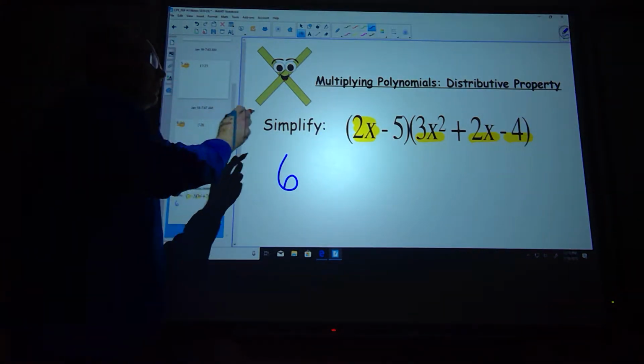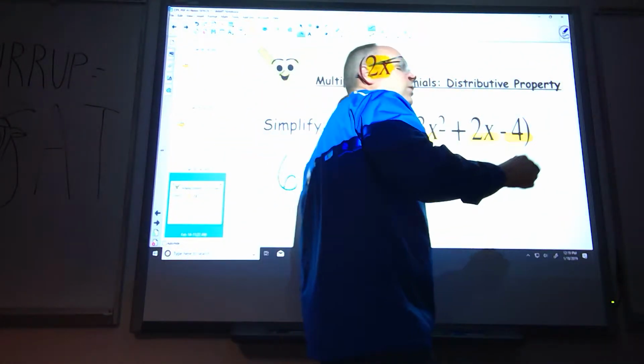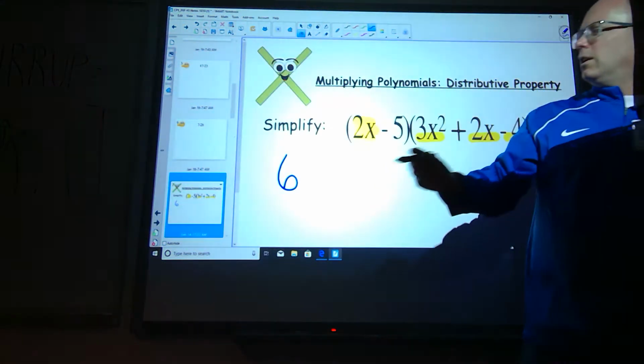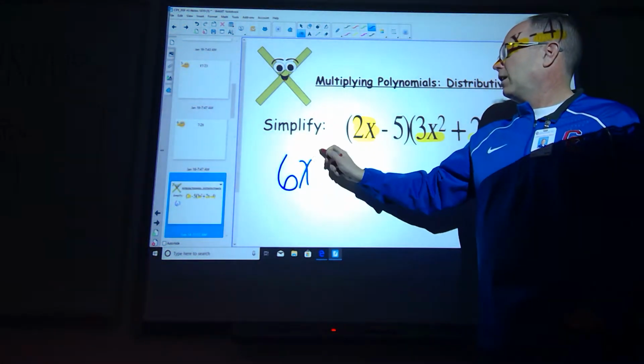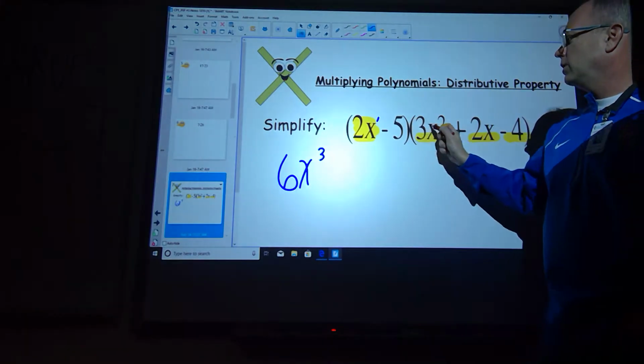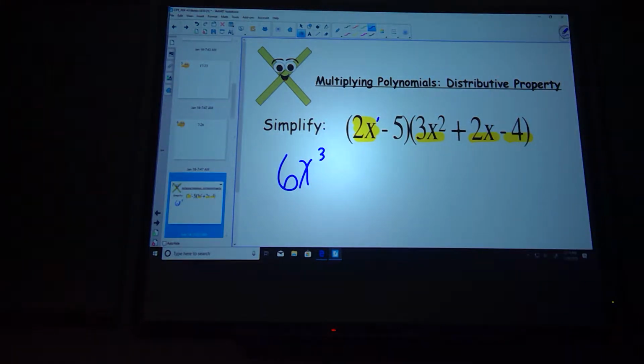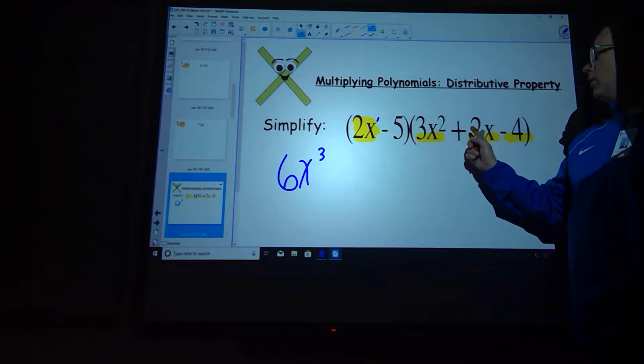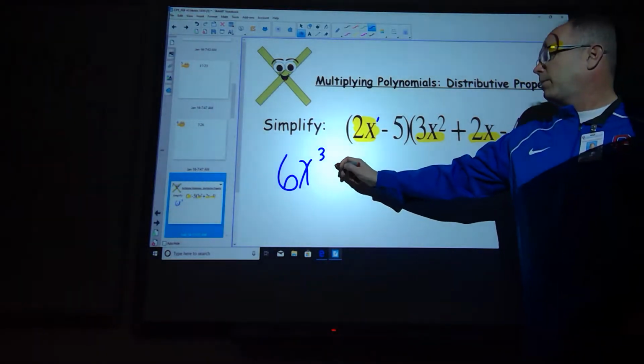Good. And then x times x to the second, I'm going to add the exponent, so I get x to the third, because that's x to the first. Is that okay so far? So the first part's done. And then notice I have a positive sign here, so I'm going to put a positive sign right here.